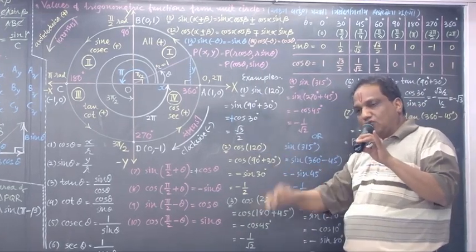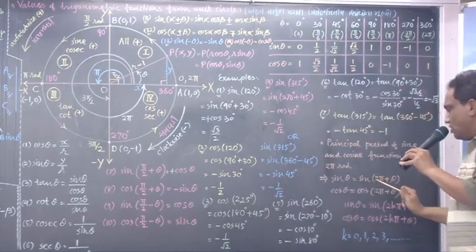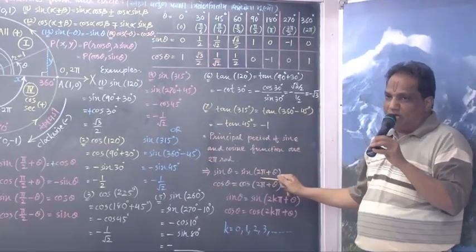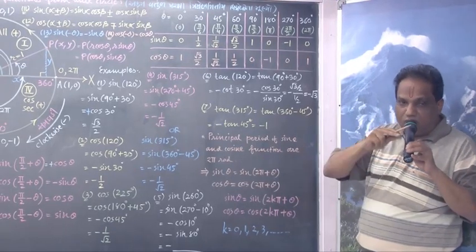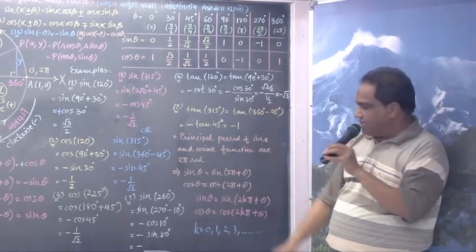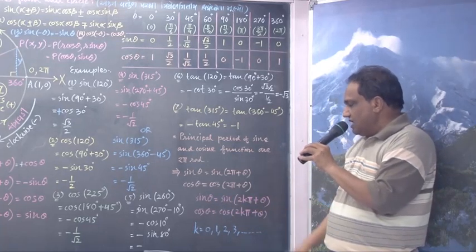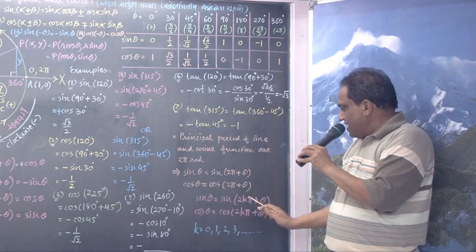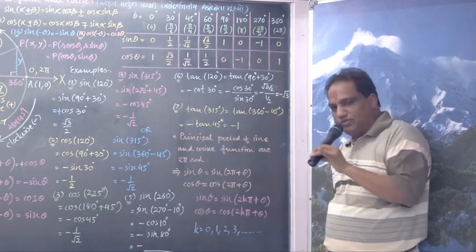Simple. And this is true for more number of rotations also. So you may add 2 pi with this. 2 pi plus 2 pi, that is 4 pi, then 6 pi, then 8 pi, then 10 pi. If you want to include all these values in a single equation, you may write this: sin theta equals sine of 2k pi plus theta, where k is 0, 1, 2, 3, and so on. Similarly for cos also. Okay?